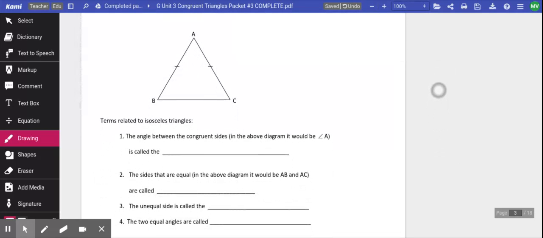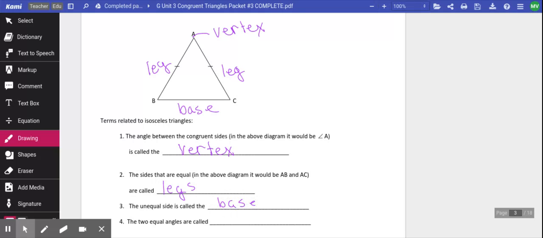So now we got to identify the parts of an isosceles triangle. The angle between the congruent sides is called the vertex. So this angle up here is the vertex angle. The sides that are equal are called the legs. So this is a leg, and this is a leg. The unequal side, BC in this case, is called the base.